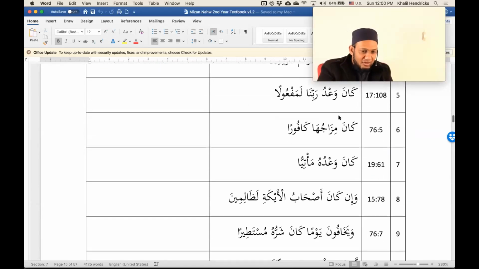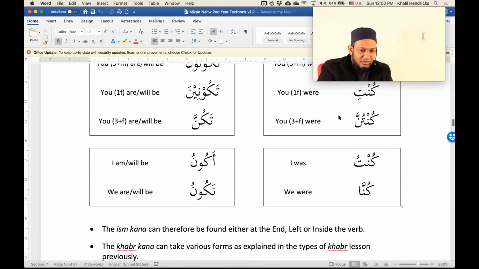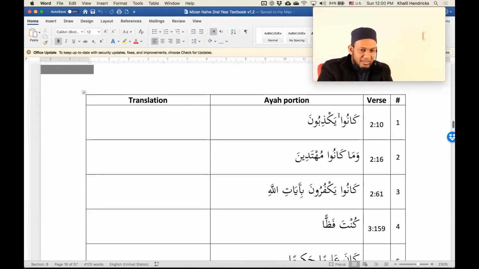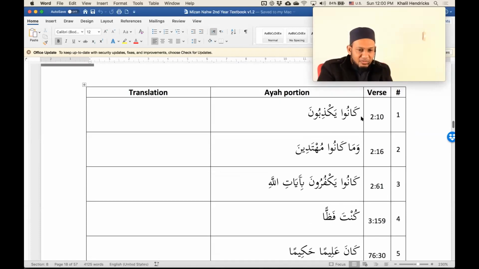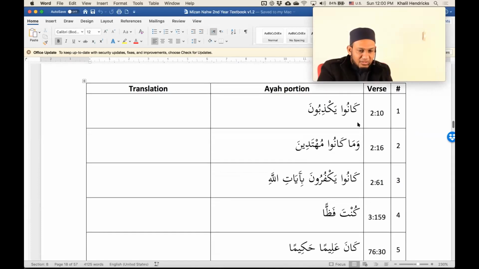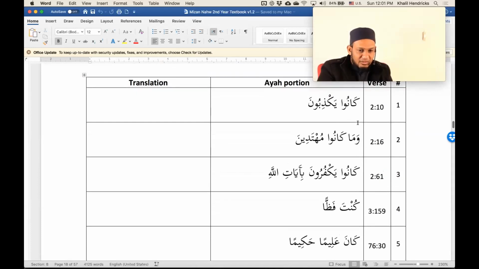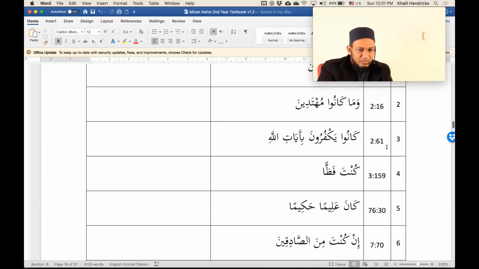And then what we did in the last lesson, which was important, was we did Kana exercises where the Ism Kana is either attached or inside. So let's go through some of this for a few minutes. I think we did the first one already. Let's do number 2. What you must answer is a few questions. Number 1, you translate for me, and number 2, tell me where the Ism Kana is.